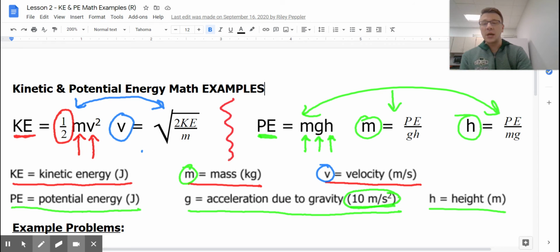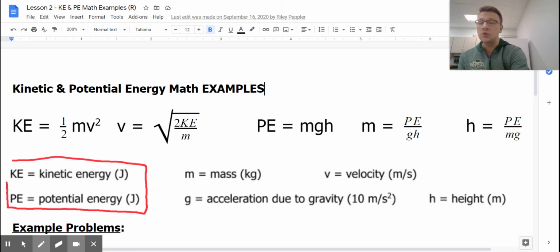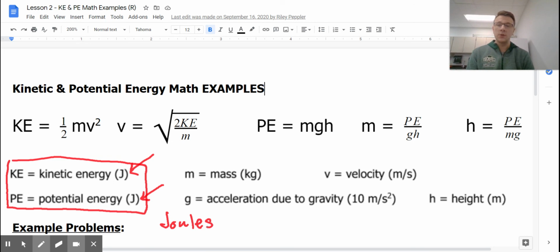Now, let's kind of go back through and talk about some of the units here for these things. So you will notice that both potential and kinetic energy are measured with a J, okay? And that J stands for joules, okay? Joules. And that's how we measure energy. Okay, joules is how we measure energy.